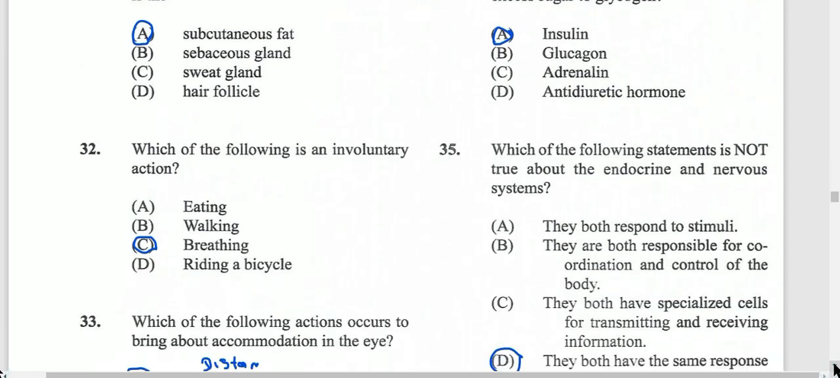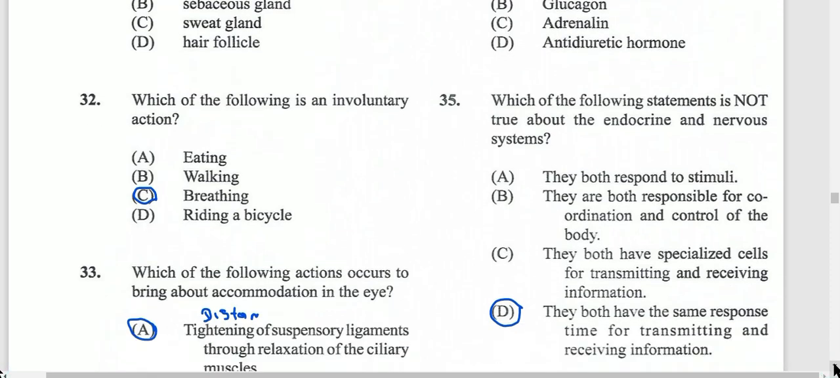So 32, which of the following is an involuntary action? That's our question. The answer is going to be breathing. Involuntary actions are those actions in which you have no conscious thought or control over, like the beating of the heart. Breathing, for example, those are examples of involuntary actions. So for 32 our answer is going to be C.